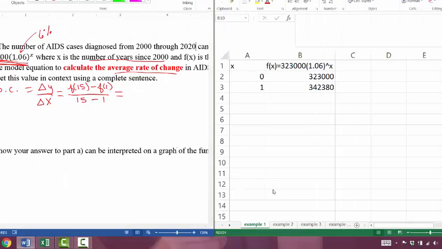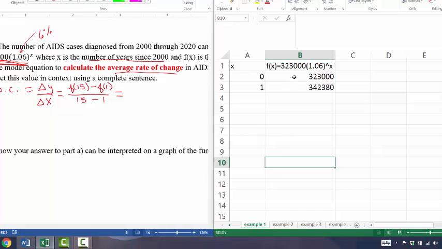So I've already done this over here in Excel. Here in Excel, I've plugged in the function 323,000 times 1.06 to the x, and I'm going to come over here and plug in 1 and 15 for the x's. So I see here that the X is 15, maps to 774,088 approximately as the Y. And when you plug in 1, you get about 342,380.